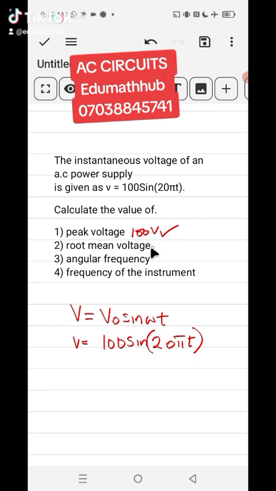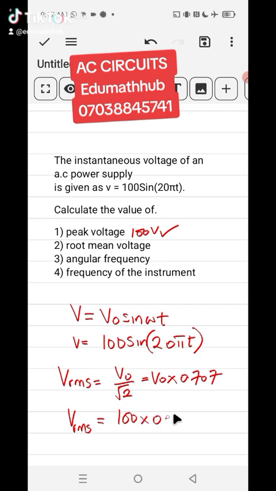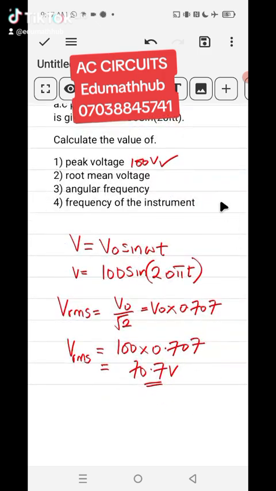Then root mean square voltage. You know that your VRMS is equal to V naught over root 2, which is the same thing as V naught times 0.707 if you want to use that formula. My V naught is 100, so my VRMS will just be 100 times 0.707. I'll just move the decimal point twice, so that will give me 70.7 volts. That's the VRMS. So this one is done.